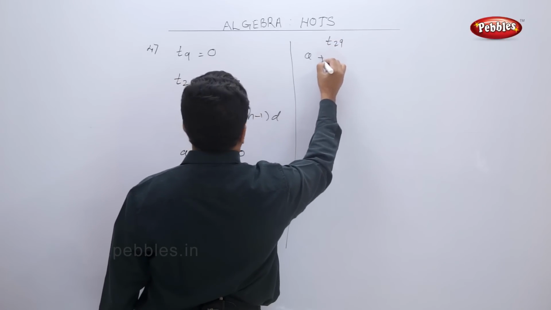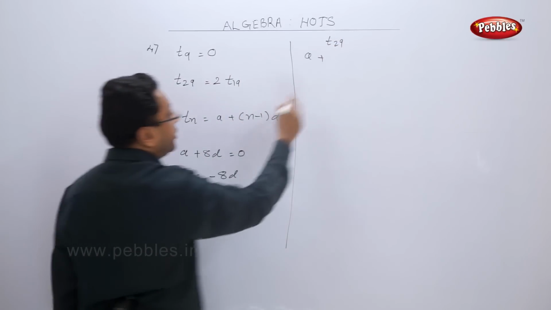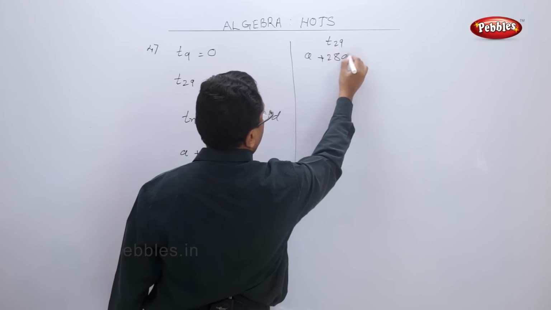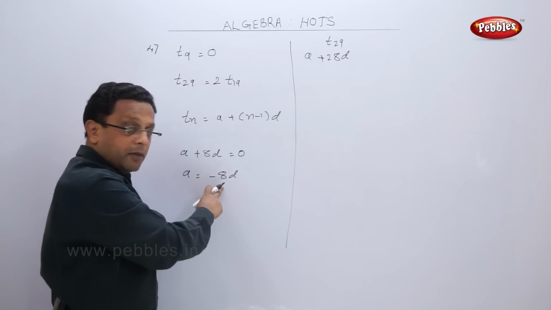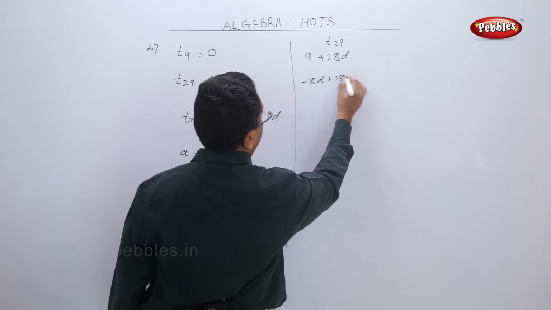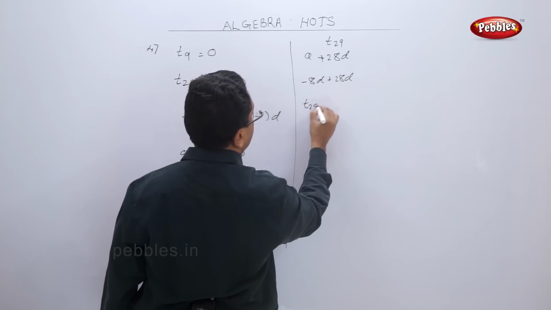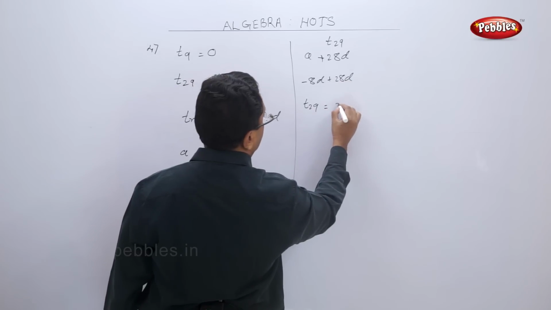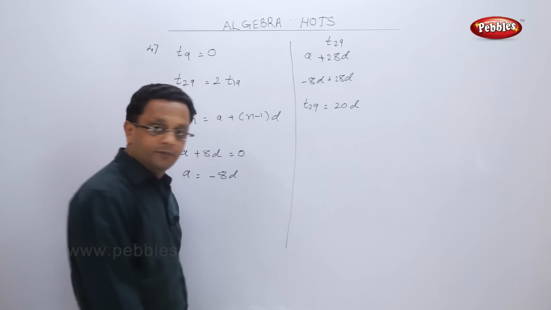A plus 29 minus 1, that is 28d. But a is equal to minus 8d, so minus 8d plus 28d. So T29, I have got 20d. Right?